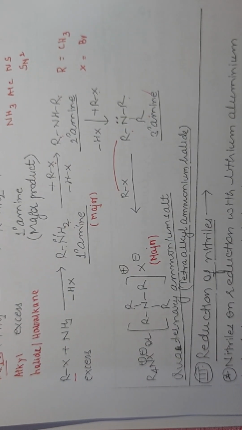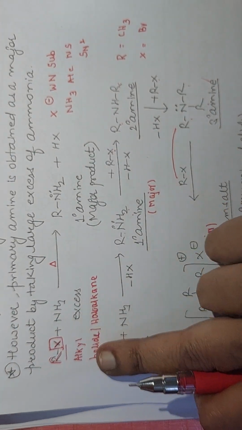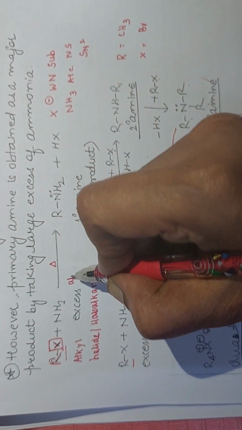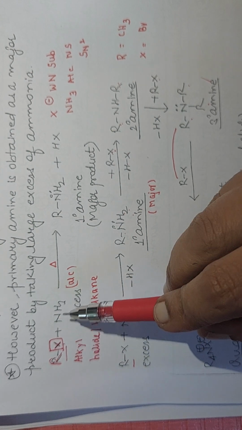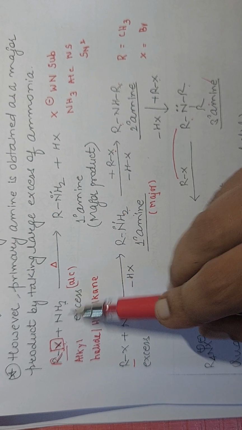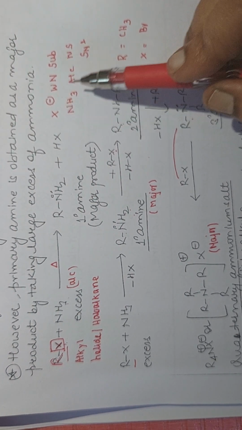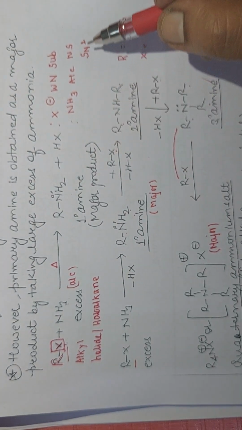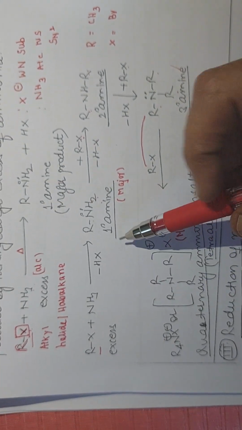Fourth method of preparation of amines is Hoffman ammonolysis. Alkyl halide, haloalkane, on treatment with excess of alcoholic ammonia, the halide ion is replaced. Halide ion is a weaker nucleophile, replaced by stronger nucleophile ammonia, HX gone, leading to the formation of primary amine. Substitution of a weaker nucleophile by a stronger nucleophile, meaning an electron-rich species, is a kind of nucleophilic substitution reaction, bimolecular nucleophilic substitution reaction.